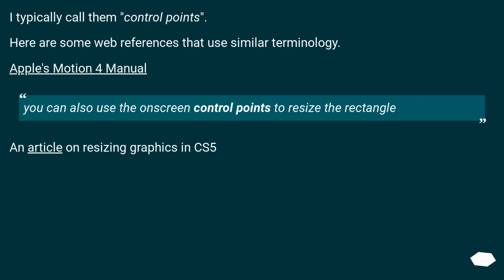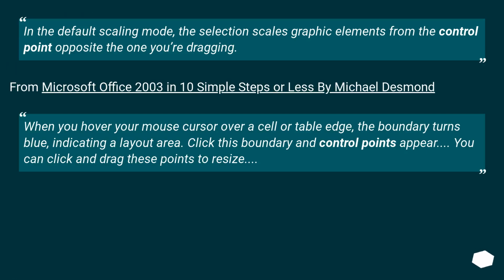I typically call them control points. Here are some web references that use similar terminology. Apple's Motion 4 Manual: "You can also use the on-screen control points to resize the rectangle." An article on resizing graphics in CS5: "In the default scaling mode, the selection scales graphic elements from the control point opposite the one you're dragging."